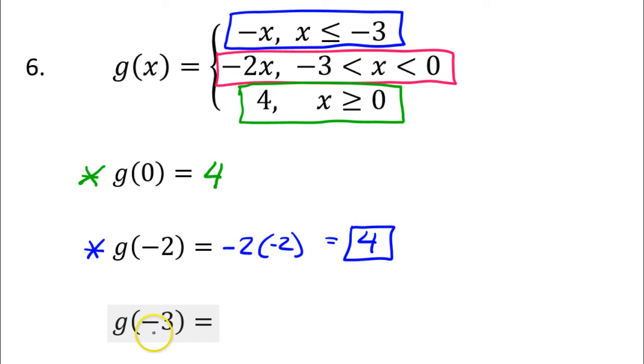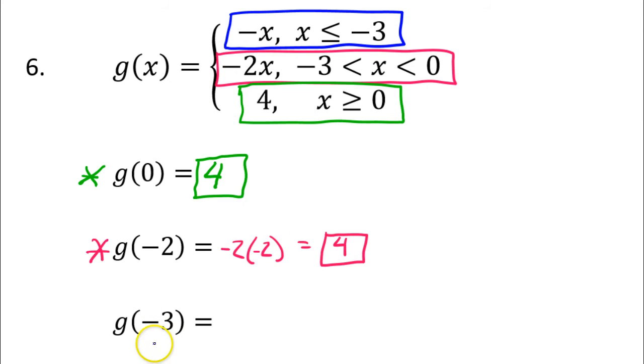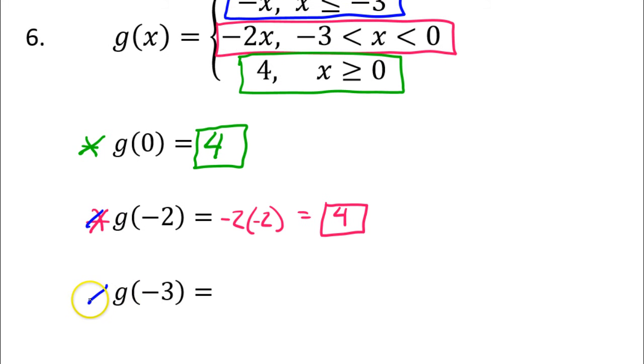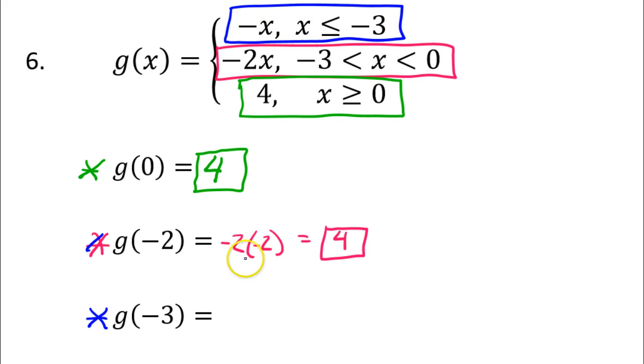Alright, what about negative 3? Oh, I meant to do this in pink. Negative 3 is equal to negative 3, so we will use the blue. Why does it keep doing that? Alright, and the blue function says just do the opposite of x. So it's like negative negative 3, which is positive 3. That's it, and that is how you evaluate a piecewise function.